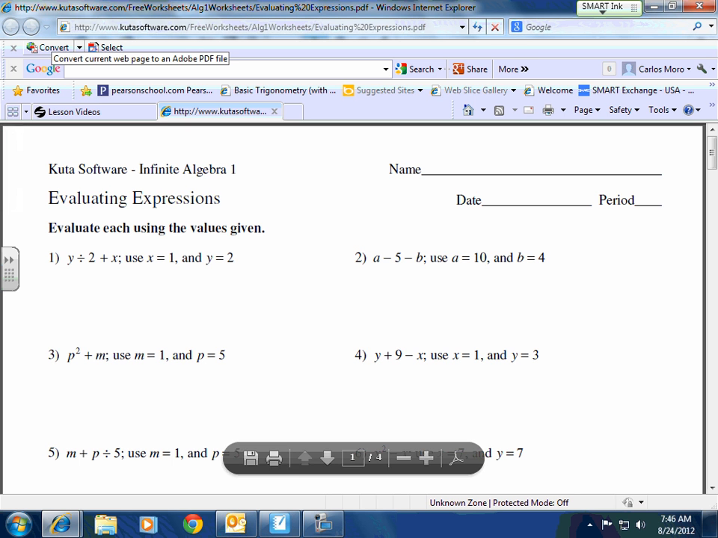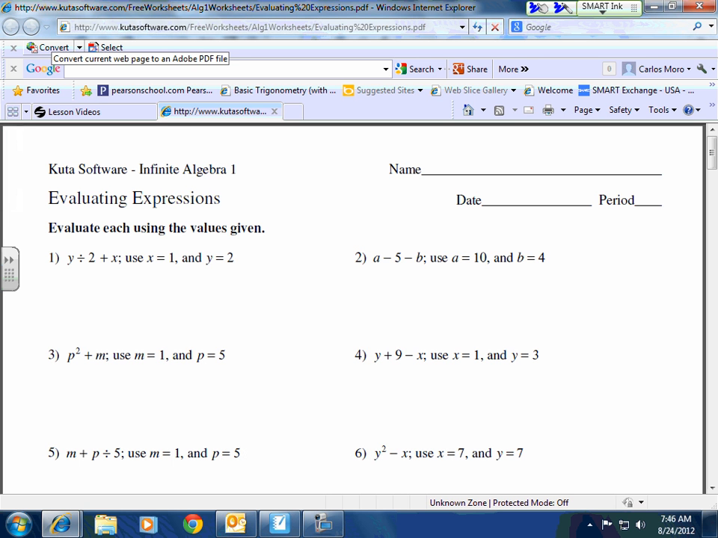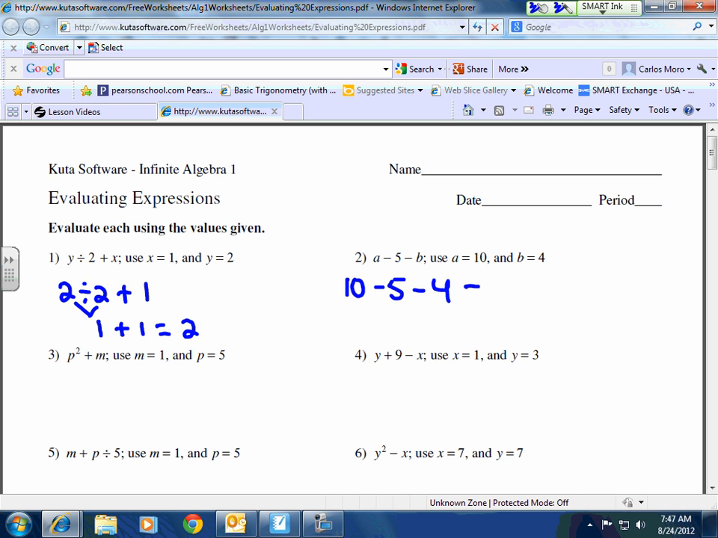All right, so I've got y divided by 2 plus x, and use x equals 1 and y equals 2. Well, y equals 2, so this is 2 divided by 2 plus x, which is 1. So that's 2 divided by 2 is 1 plus 1. That's going to equal 2. A minus 5 minus b. Well, a, they say, is 10. Minus 5 minus b, which they say is 4. 10 minus 5 is 5.